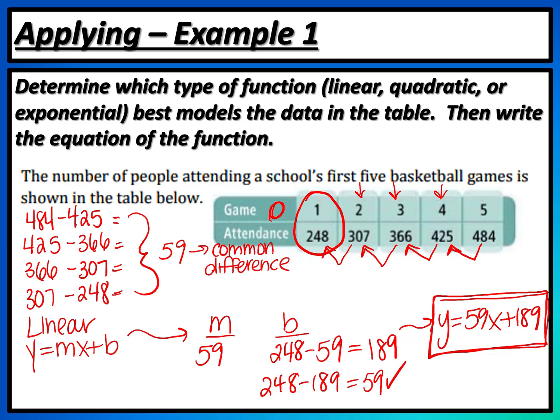To get that b value, you could also take any one of these ordered pairs from the table and plug them in for x and y and solve the equation for b, just like we did way back in Unit 3. That's also an option. I'm just trying to save you a little bit of work here.